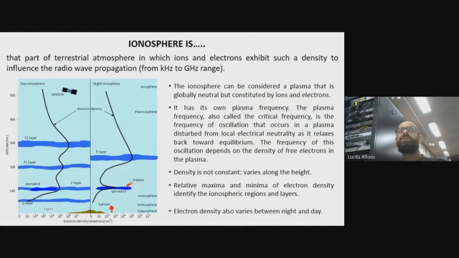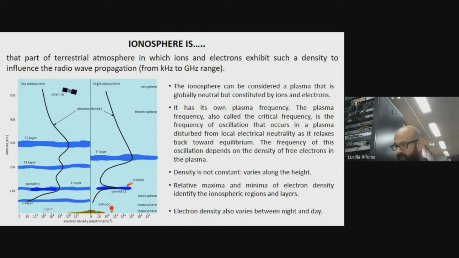Then we can move to the ionosphere. That is our objective. That is just to recall the concept introduced yesterday. That is the upper part of the atmosphere in which the free electrons are able to modify the propagation of the radio waves passing through the ionosphere.